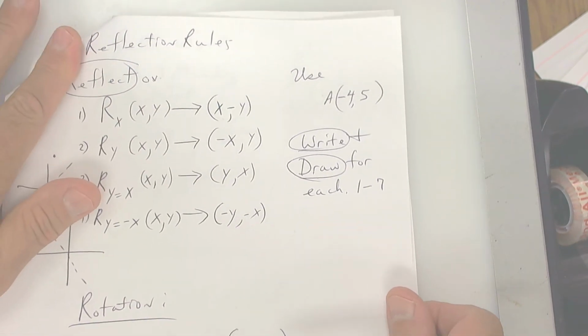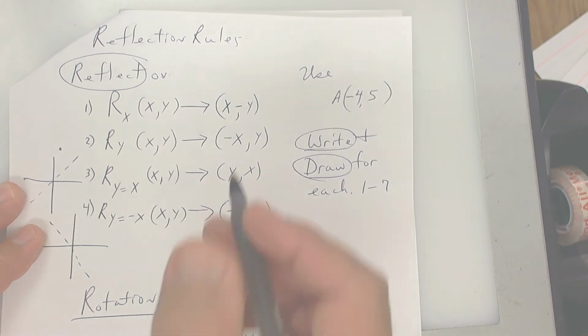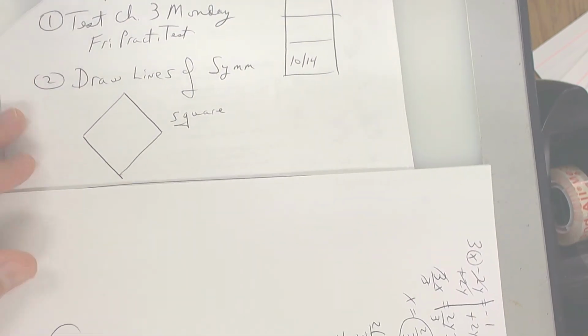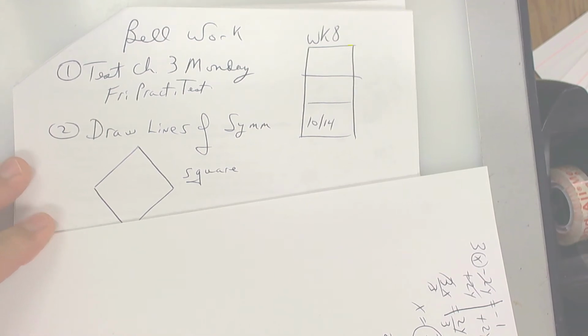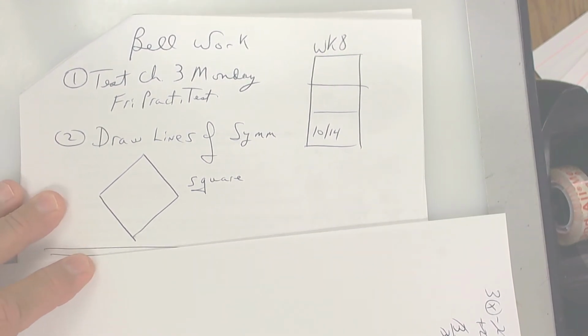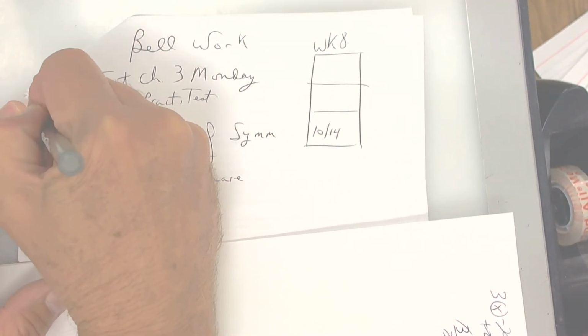All right, let's talk about geometry. Geometry is about 302. I want you to copy these rules. Actually, okay, there's your bell work for geometry. We're in week 8, and the time is 3:27, let's say, on the video.